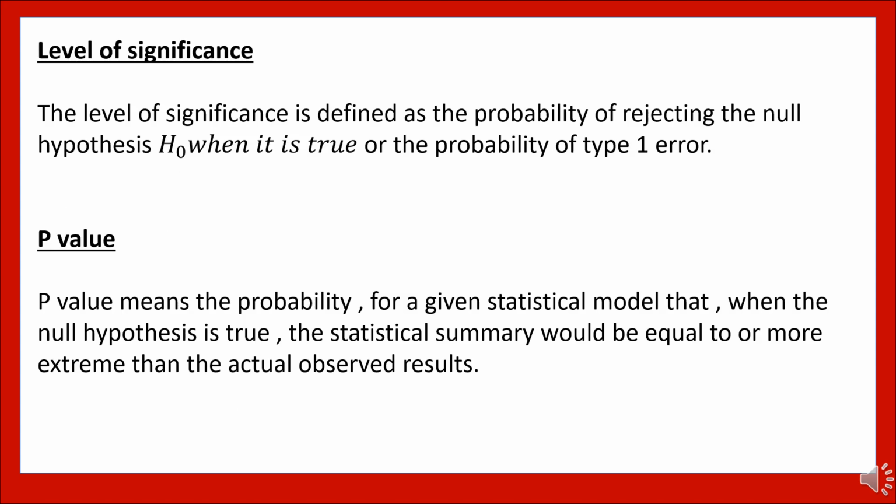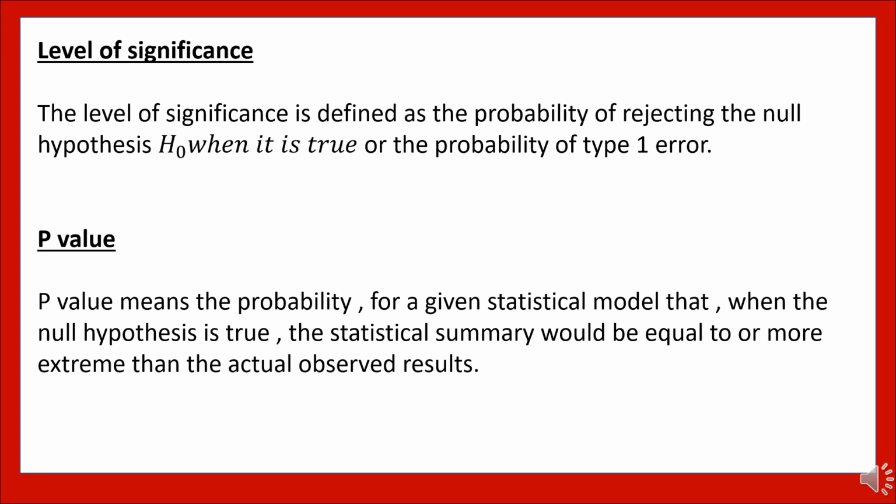Next, about level of significance. The validity of H0 against that of H1 can be tested at a certain level of significance. The level of significance is defined as the probability of rejecting the null hypothesis H0 when it is true, or the probability of type 1 error. Actually, this is the probability of the test statistic falling in the critical region when the null hypothesis is true. So, significance level is also called size of the critical region, size of the test, or producer's risk. It is denoted by alpha. Alpha is usually expressed as a percentage, such as 1%, 2%, 5%, and 10%.